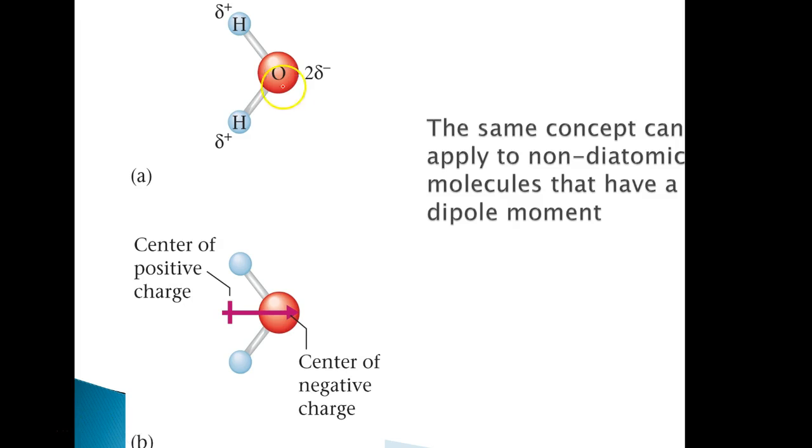If you have something like water, remember it's got those two lone pairs, the electrons are being pulled inwards, and what you actually get is a center of positive charge kind of in the middle. The electrons are getting pulled that way, and the positive charge is the other way. But you definitely get a dipole moment.